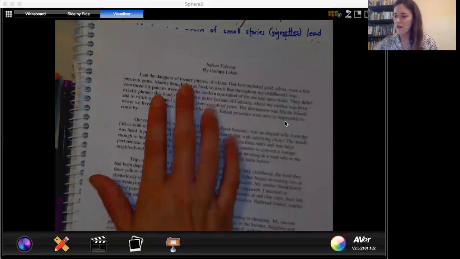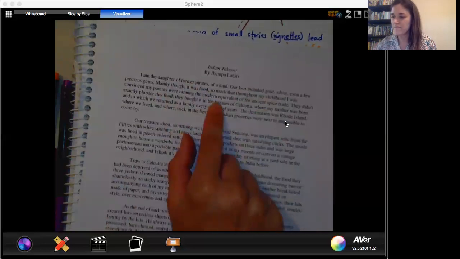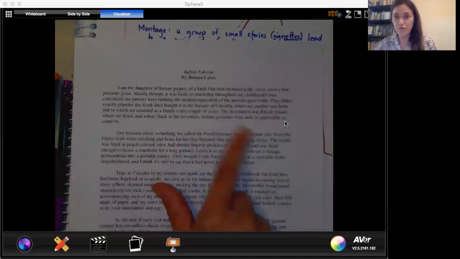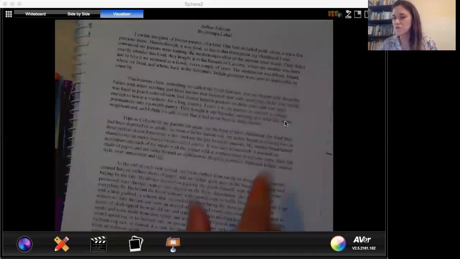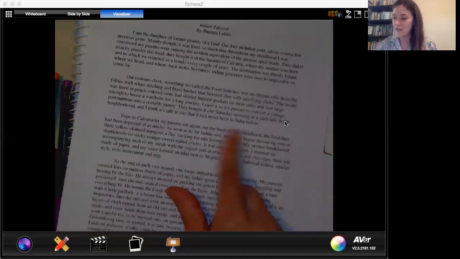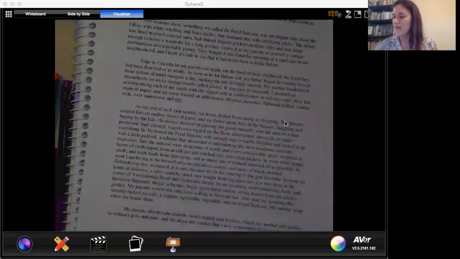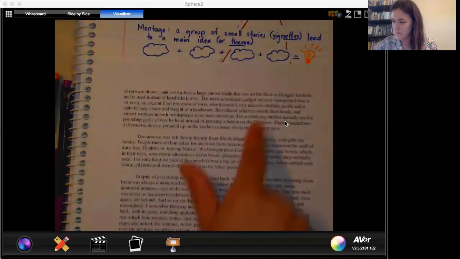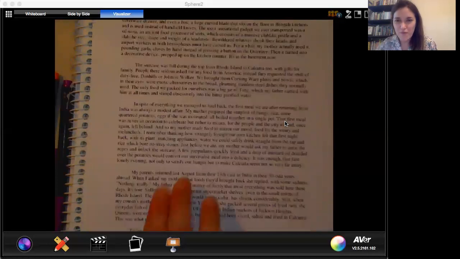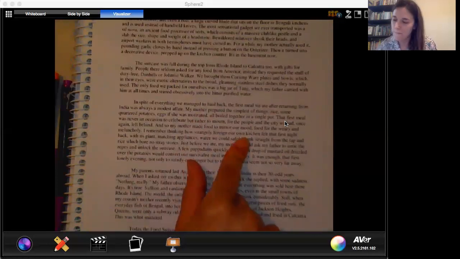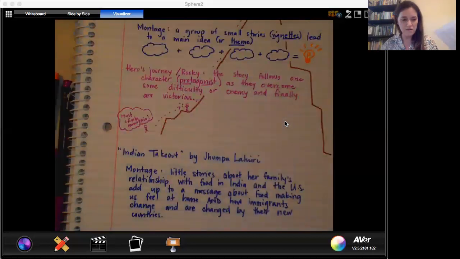And so we have a bunch of little stories, right? We have the first story of the food suitcase. And then we have a little story about the foods that they eat in India. And then we have the story about shopping. And then the story about all the cooking implements. And then the story about the first meal when they come back. So it's all of these little stories.